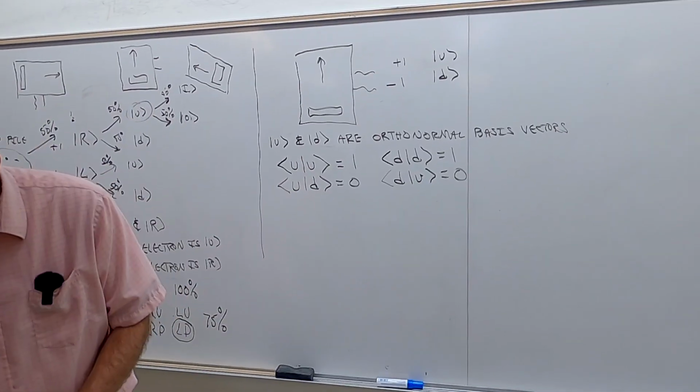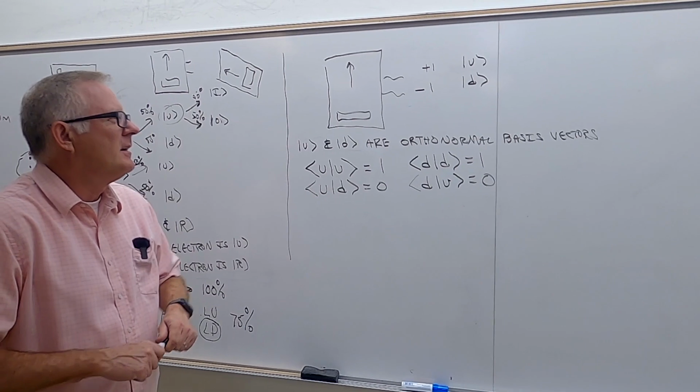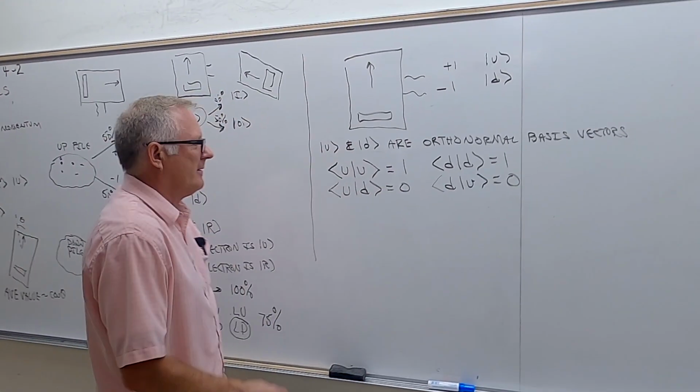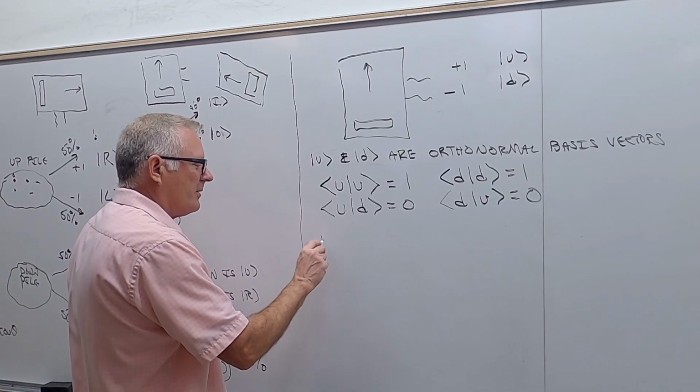Okay, so now why don't we make up a vector for A and B right here? We know it's a list of two numbers.